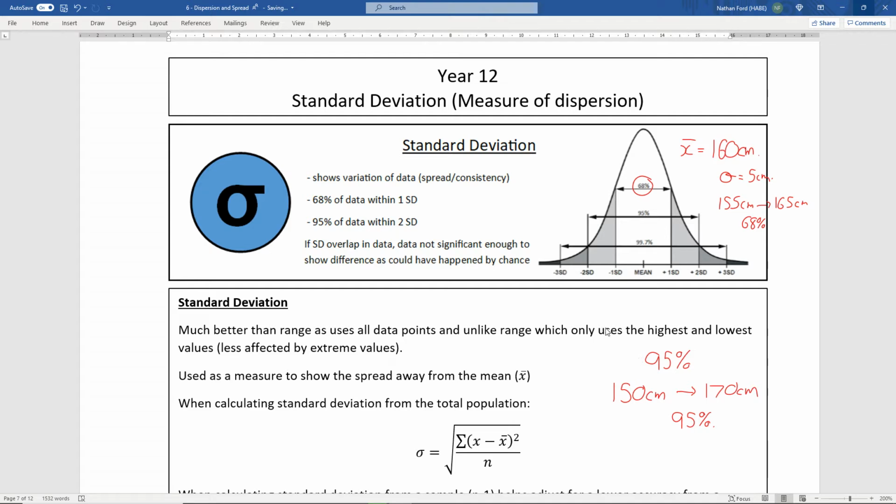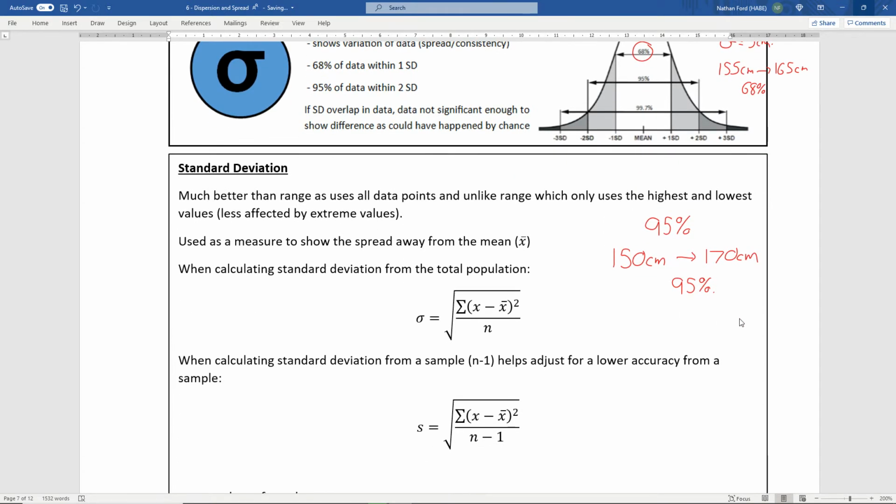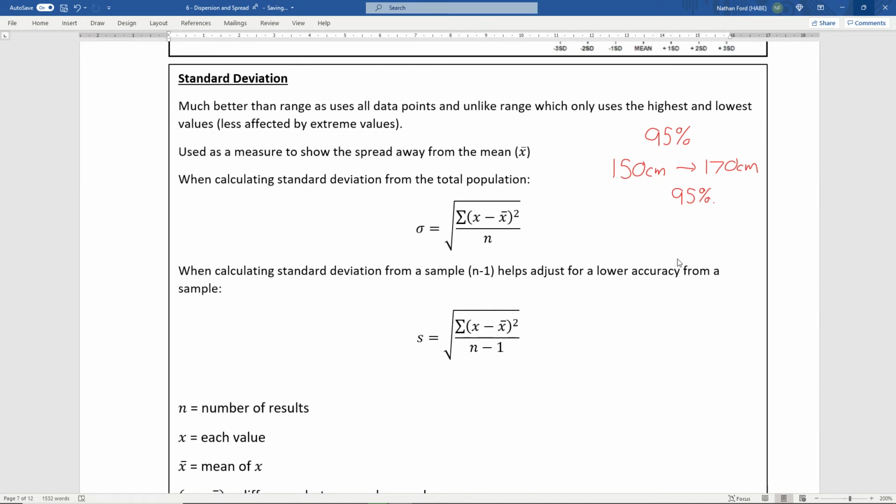All right. So let's look at this formula. Now there's two formulas. Just so you know, it's nice and easy, we're going to give you two formulas. The really nice point is most tests, so all those in geography, will tell you which formula to use. So if you're calculating from the total population, so you're counting all results, your standard deviation is this formula.